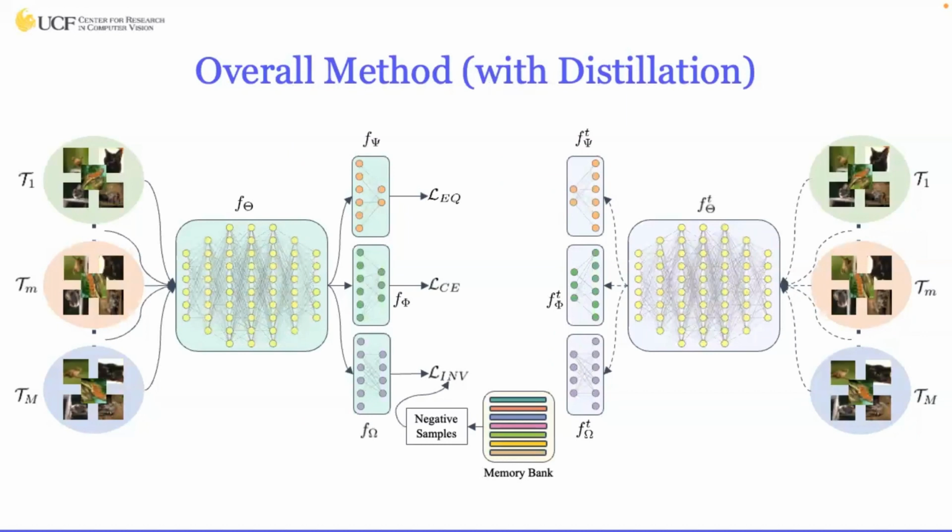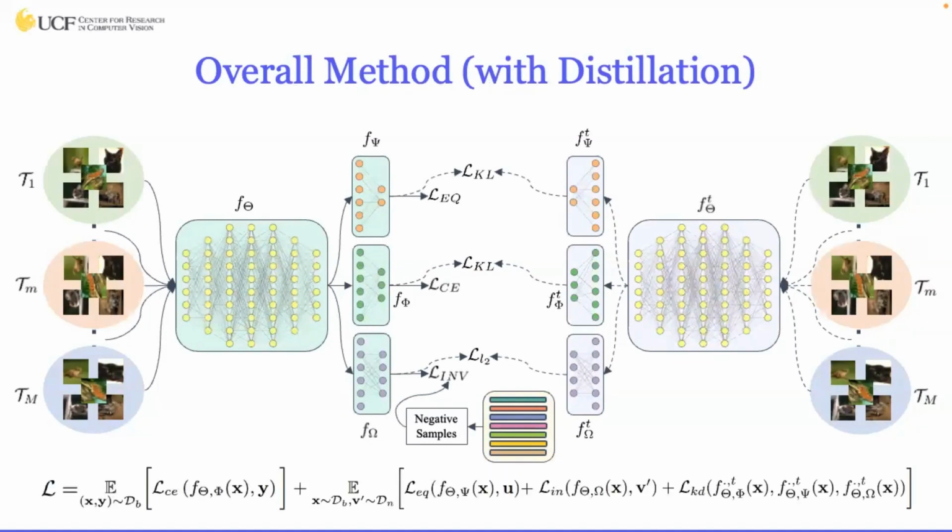Now, given a teacher model, basically this is the teacher model. In parallel to these three losses, that means classification, invariance, and equivariance, we also have three objective functions: the KL divergence between the equivariant heads, the L2 loss between the invariant heads, and the KL divergence between the supervised heads. The objective function is the summation of all these losses: cross entropy for the supervised classification, the equivariant and invariant losses, and the knowledge distillation loss.